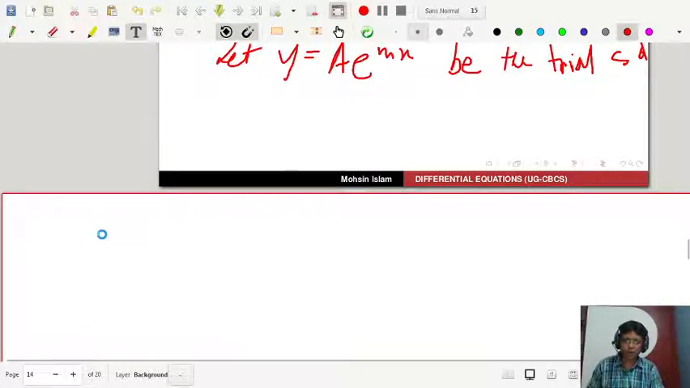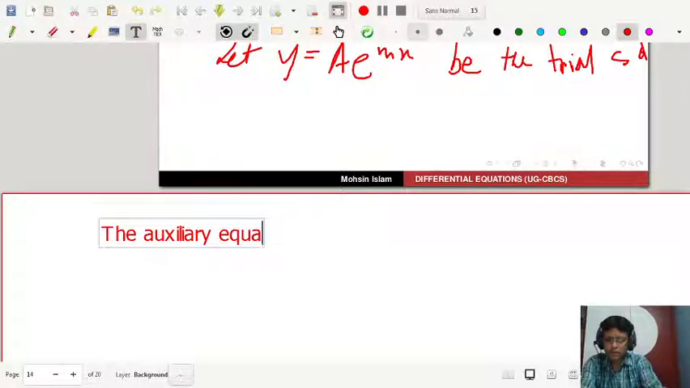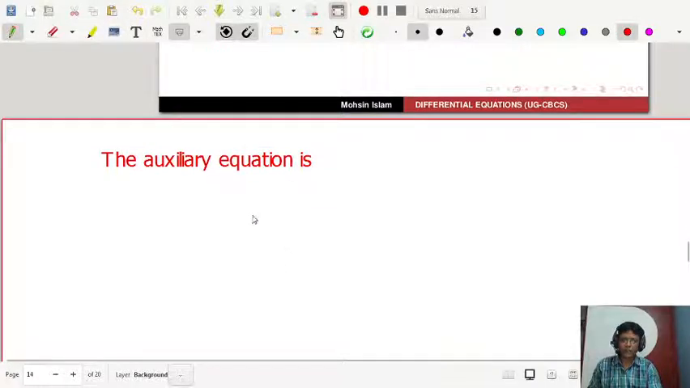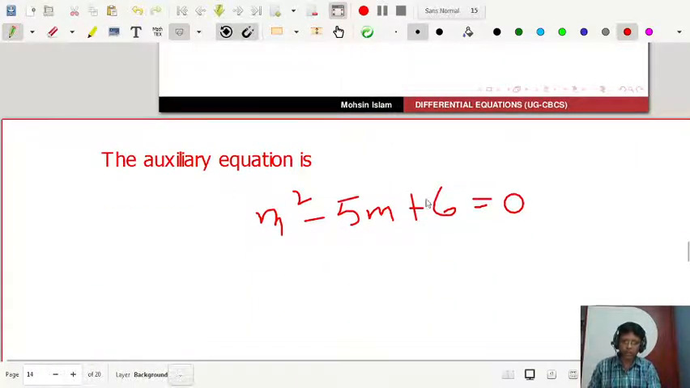In this case you have the auxiliary equation m square minus 5m plus 6 equal to 0. Okay, so let me write the auxiliary equation, after removing those, m square minus 5m plus 6 equal to 0. This is the auxiliary equation because a is a non-zero arbitrary constant. An exponential function can never be 0. So those parts, after taking common, are gone.